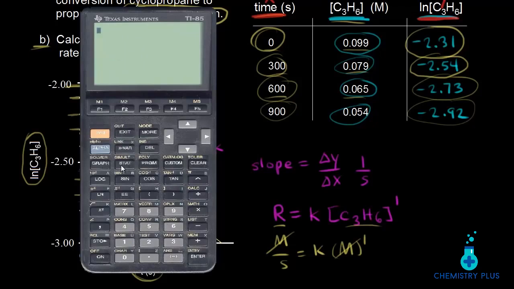We can exit, we can go back into Stat, and then hit F1 for Calc. All right, so that's what we want. Hit enter twice. And then we want a linear regression. So that's right here. We want a linear regression. So we hit F2. And B is m. B is the slope. So the slope of that line is negative 6.7 times 10 to the negative 4.